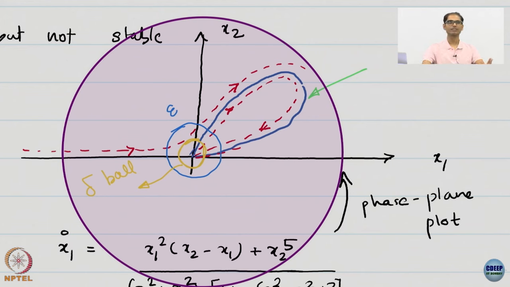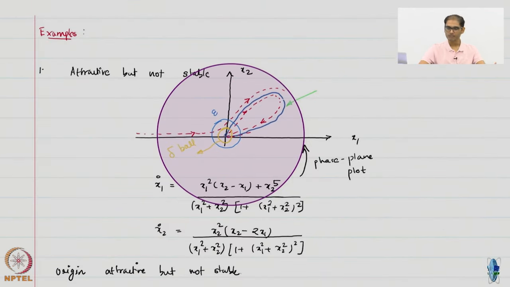But that is not the stability question, right? The stability challenge is that you give me any epsilon and I can give you a delta. So for large epsilon, seems like great, it's working, but for small epsilon, no. So that's it. I don't have to do anything further. If it doesn't work for even one particular choice of epsilon that you give me, the system is not stable. The system is not stable, but it is attractive. Okay, all right.